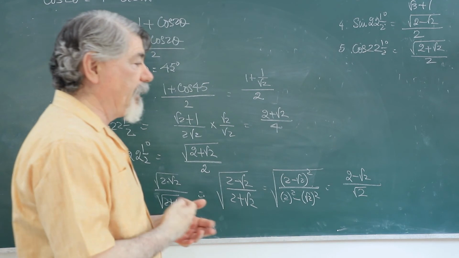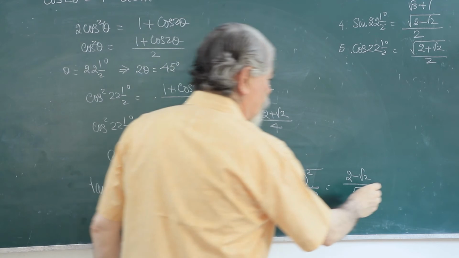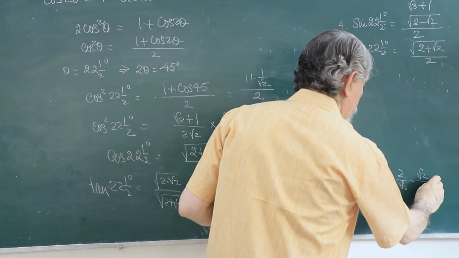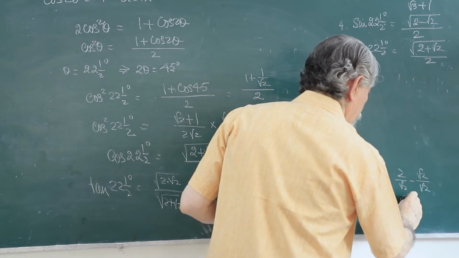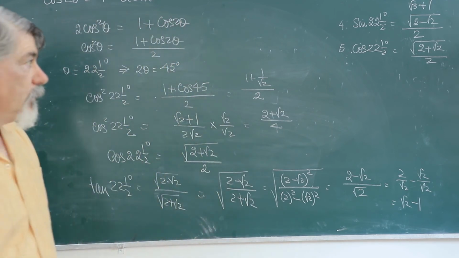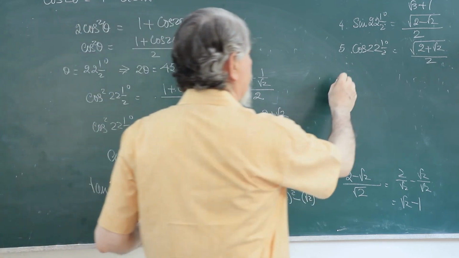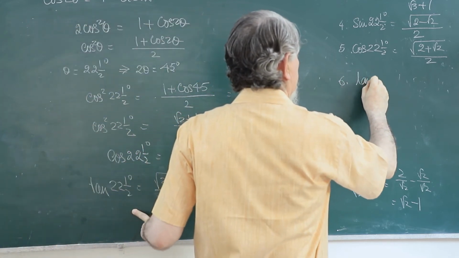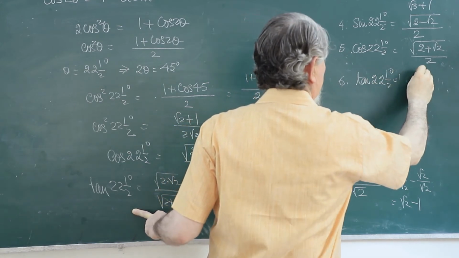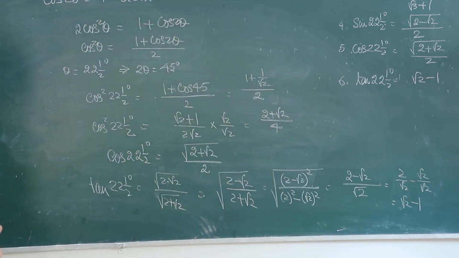Again we are going to divide each term individually: 2 by root 2 minus root 2 by root 2. What will you get? You will get root 2 minus 1. So the value of tan 22 and a half degree will be root 2 minus 1. So I have calculated the 6 trigonometric ratios.